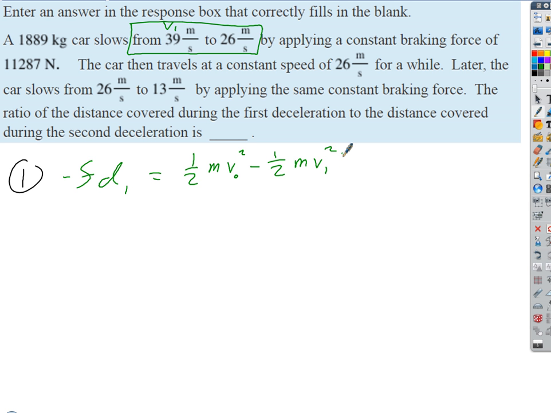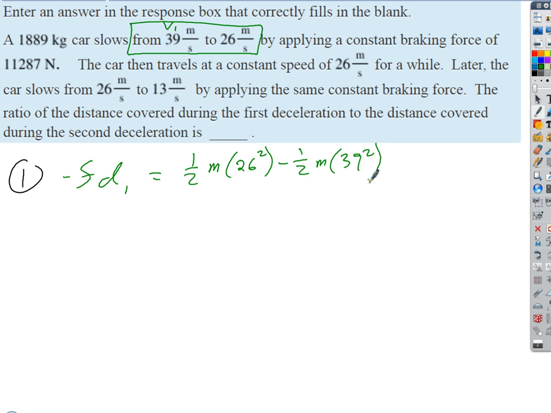Well, we could plug in numbers for this. In fact, why don't I just plug in numbers? I'll just plug in numbers for them, just so we don't have to get so many symbols up here. Okay, so 1/2 m times 26 standard units squared minus 1/2 m times 39 squared, right? So there's the work energy theorem for the first slowdown.